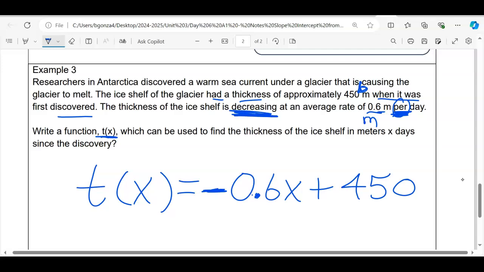Okay, I'm done talking. You get the idea. M is changing. B is not changing. Please be careful about negative answers.